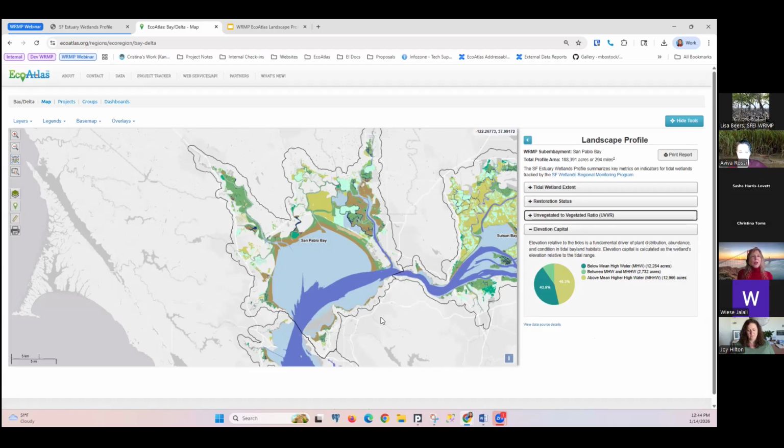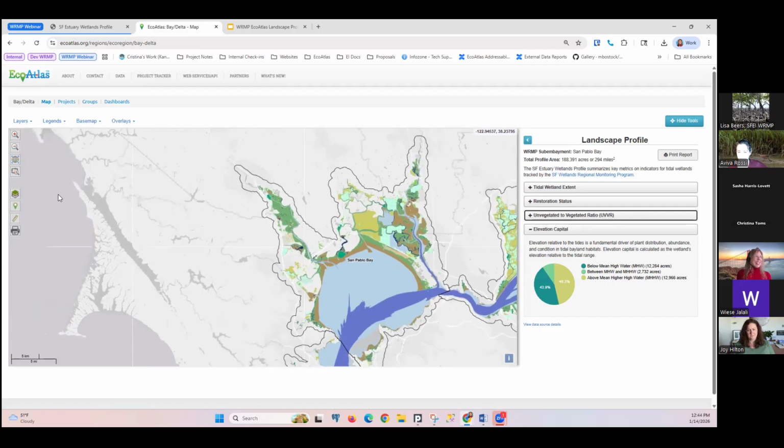One other item I did want to show you, because sometimes it's overlooked in EcoAtlas, is if you go to the left-hand side on some of these map tools, you can zoom to a location. I know sometimes it's hard to orient yourself. So we could type in, say, Pine Gulch Creek, the example that Christina was showing us.